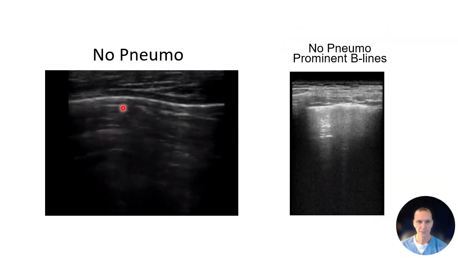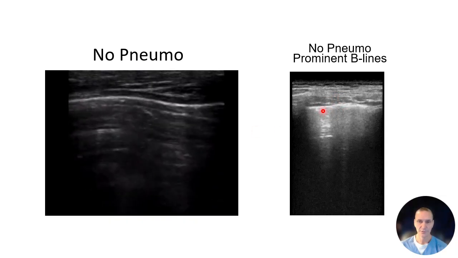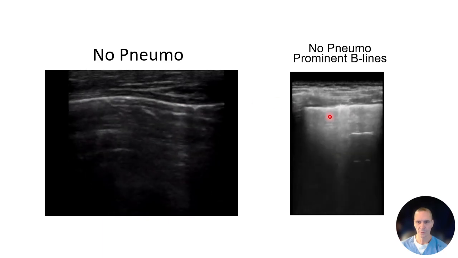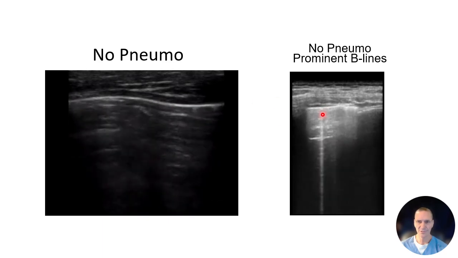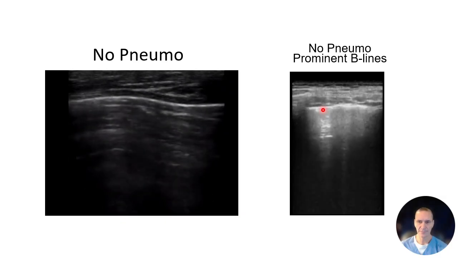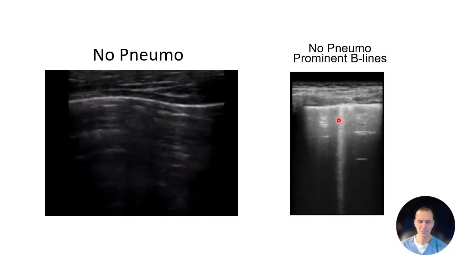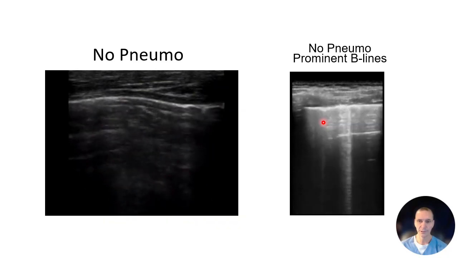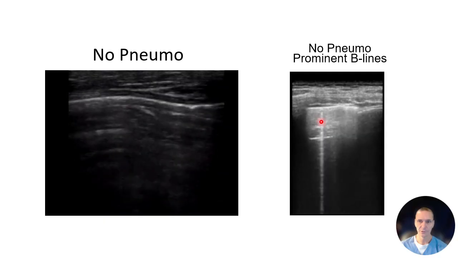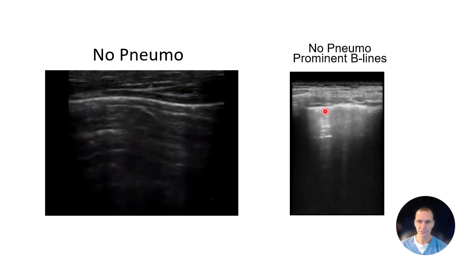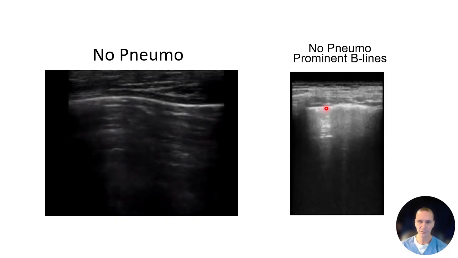So the image on the left is the same. The image on the right is no pneumothorax, but I want to discuss another finding. You'll hear the terms A lines and B lines. B lines, also called comet tails, this is a patient with pulmonary edema. They're more pronounced when there's fluid in the interstitial tissue of the lung. So these comet tails or B lines are telling you that this lung is up.